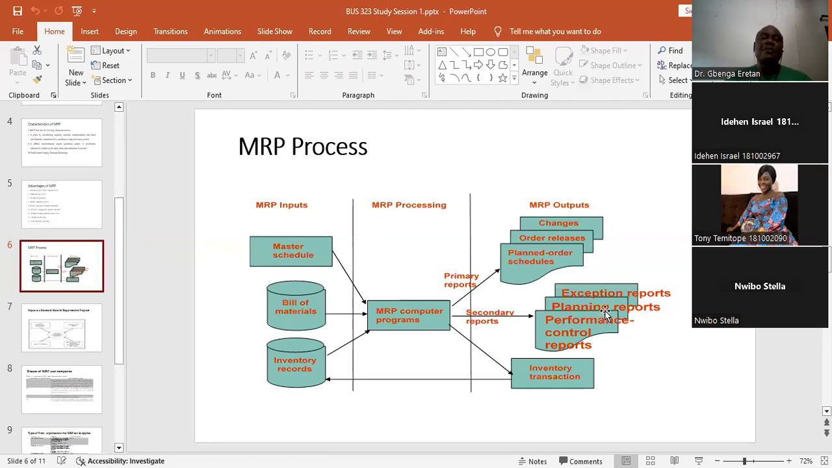It gives you a planning report to check whether what you have actually planned is what is actually in existence. And from this exception report and the planning report, you'll be able to see the performance control report. This performance control will tell you the level of the exception report and the level of the planning report. And in that case, you now have inventory transaction. What are the outcomes in the inventory? And all of these steps that we have just explained are what we refer to as MRP processes.